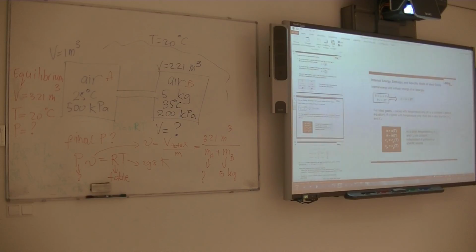At a given temperature, internal energy, enthalpy, the specific heat at constant volume and the specific heat at constant pressure are constant, independent of pressure or specific volume. So at a certain temperature, these specific characteristics do not change. They only change with the temperature for ideal gases.